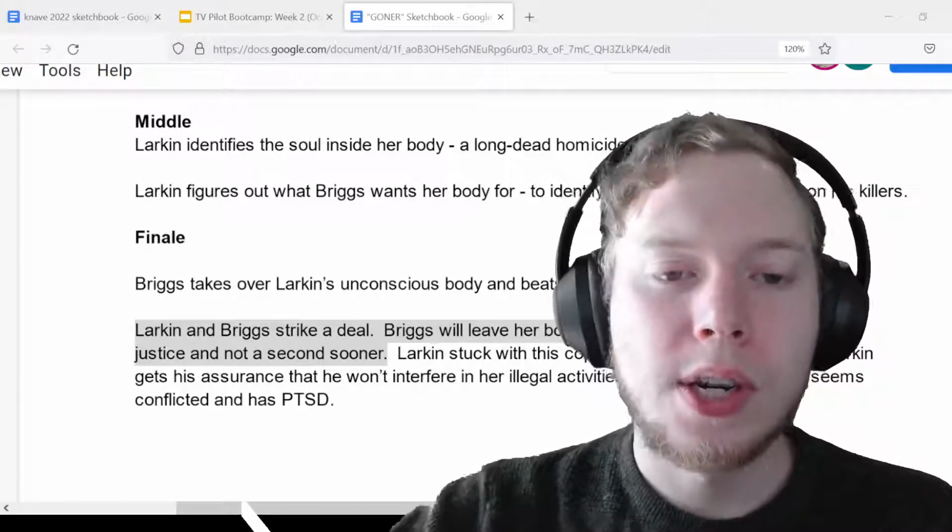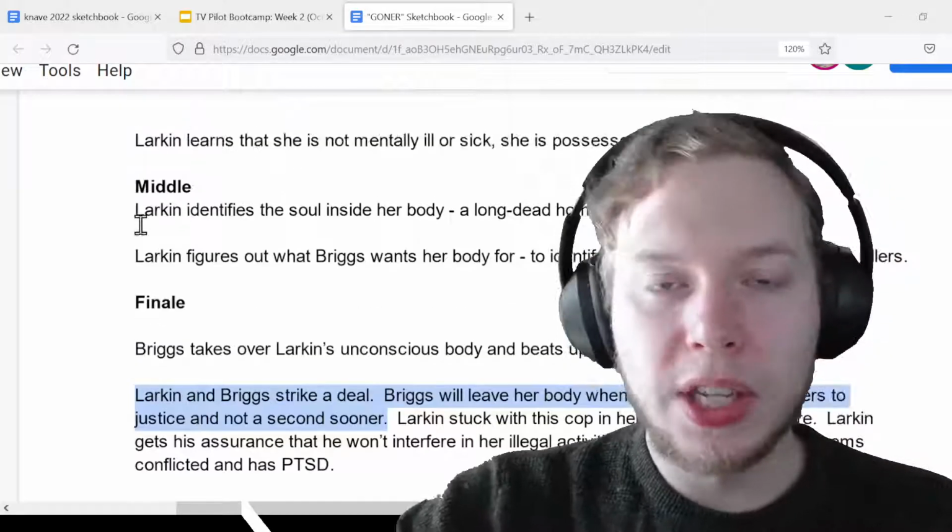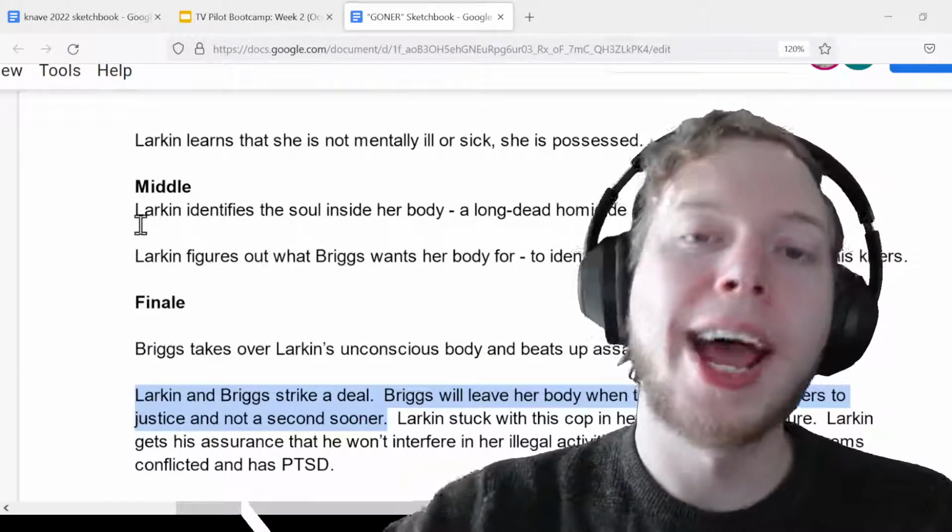Yeah. So that's just my couple tips based on what you have here. The middle of this is going to be sort of police procedural, but with a ghost element added in.